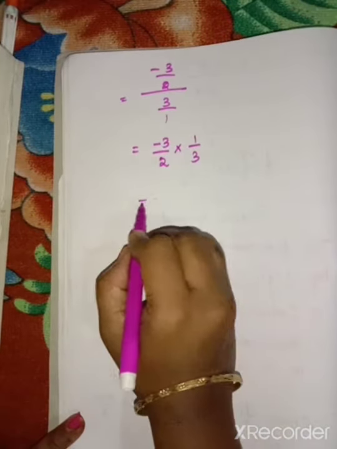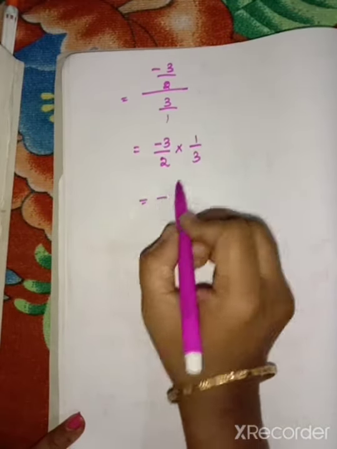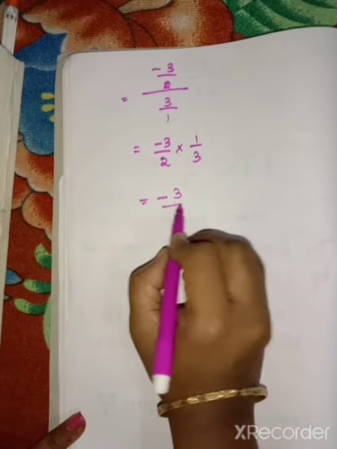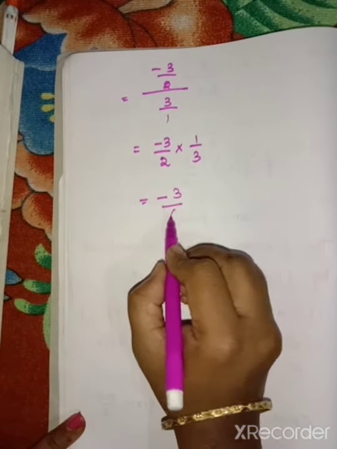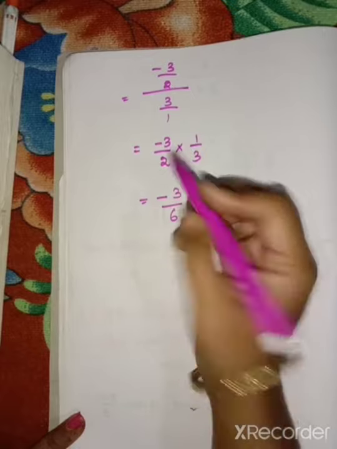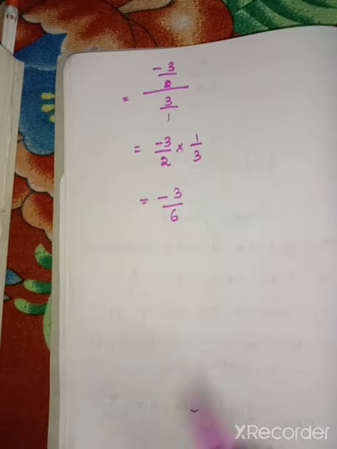Now we want to multiply. Plus into minus, minus 1 into 3, 3 divided by 2 3s are 6. We can cancel here, or otherwise you can use 3 3 here itself.